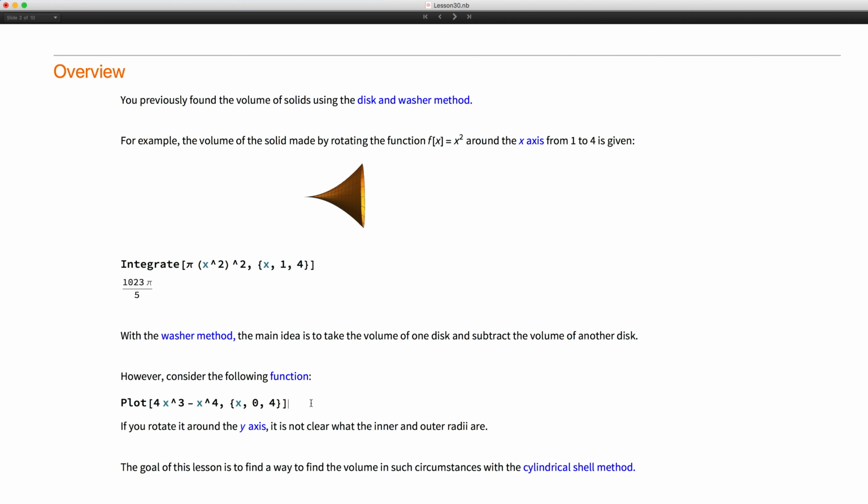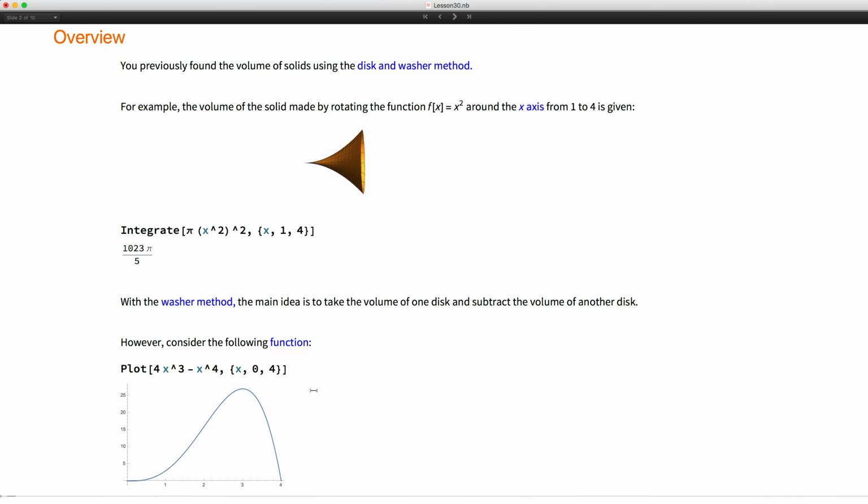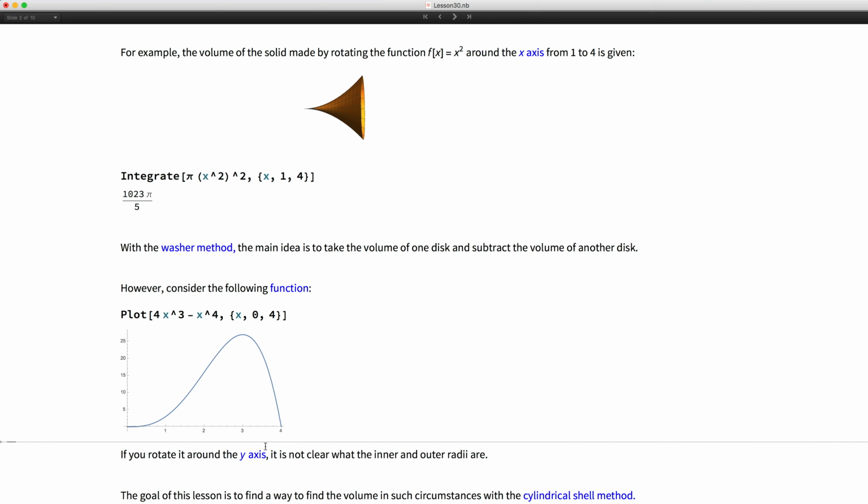Now, a slightly harder example: suppose you have the function shown over here and you want to revolve it around the y-axis, not the x-axis. Then it's not clear what one means by the inner and outer radii. So the goal of this lesson is to talk about the so-called cylindrical shell method, which makes this example and similar examples very simple.